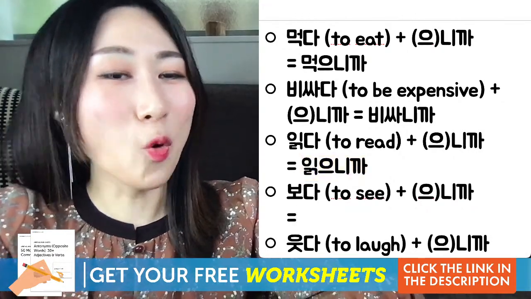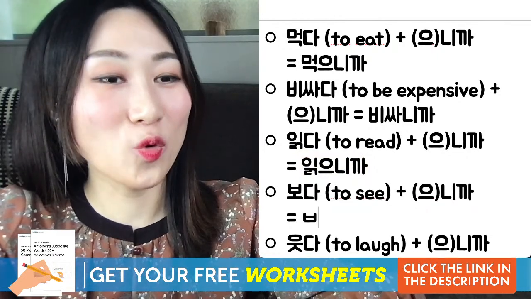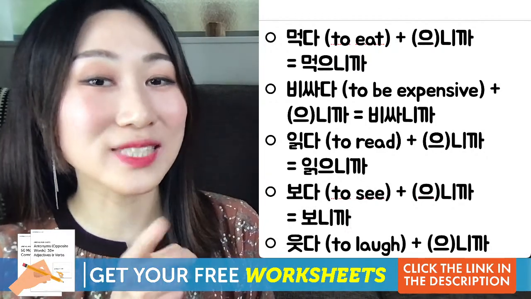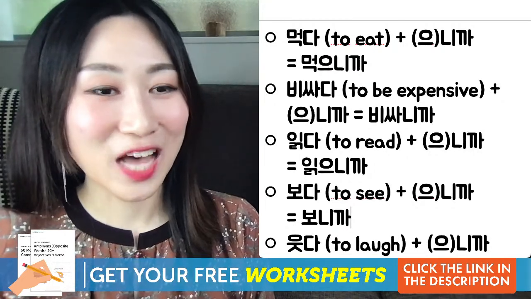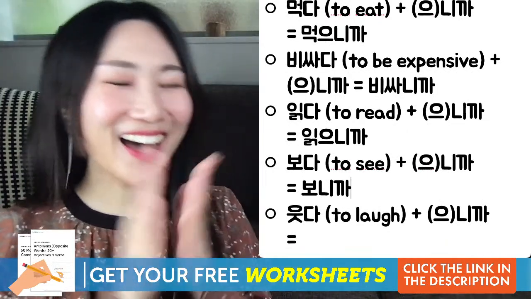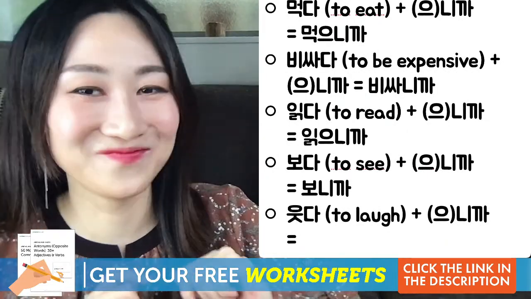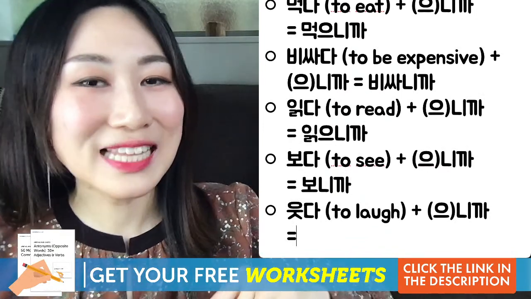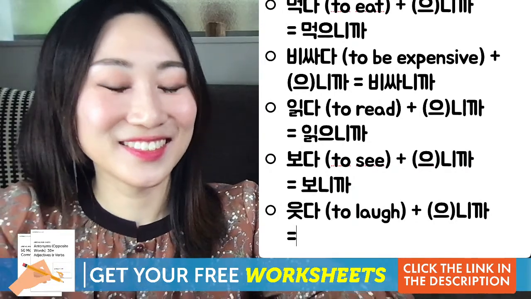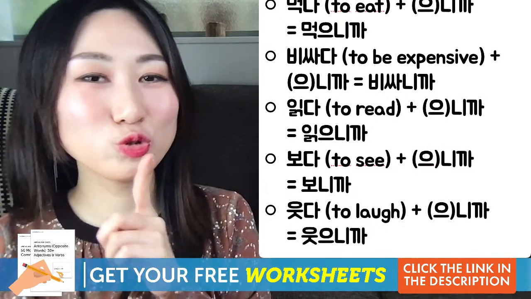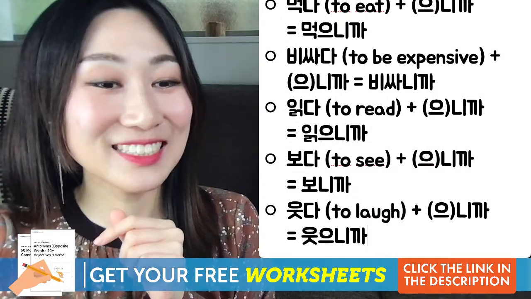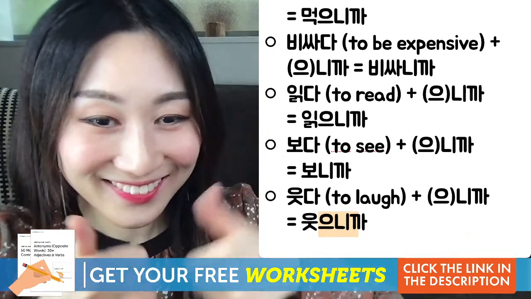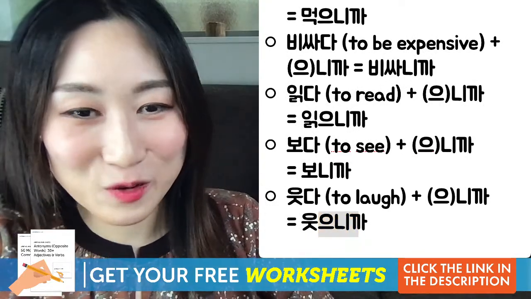How about this? Is it 보으니까 or 보니까? The answer is 보니까. Because I see, because I watch, because I look. 보니까, because the stem ends with a vowel sound. Now we have this, 웃다, to laugh. Should I say 웃니까 or 웃으니까? It's 웃으니까 because 웃 ended with a consonant. So I'm using 으니까. Okay, so all good. Good job, everyone. You understand it.